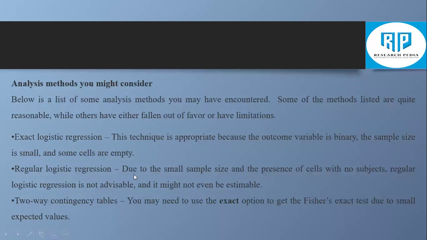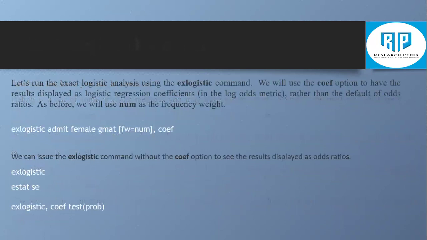Regular logistic regression: due to small sample size and the presence of cells with no subjects, regular logistic regression is not advisable here, and it might not even be estimable. Two-way contingency table: we have already generated it. You may need to use the exact option to get the Fisher exact test due to small expected values. So among these alternatives, we can consider the exact logistic regression. So how can we apply the exact logistic regression? This is the procedure.